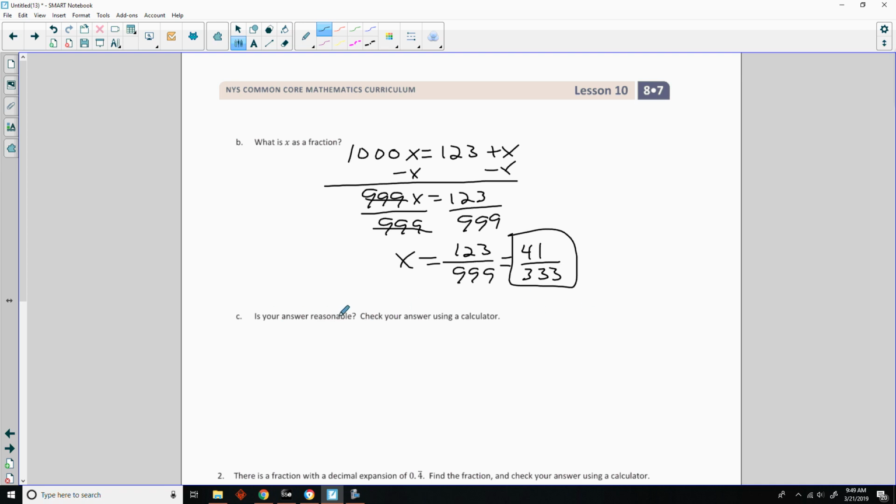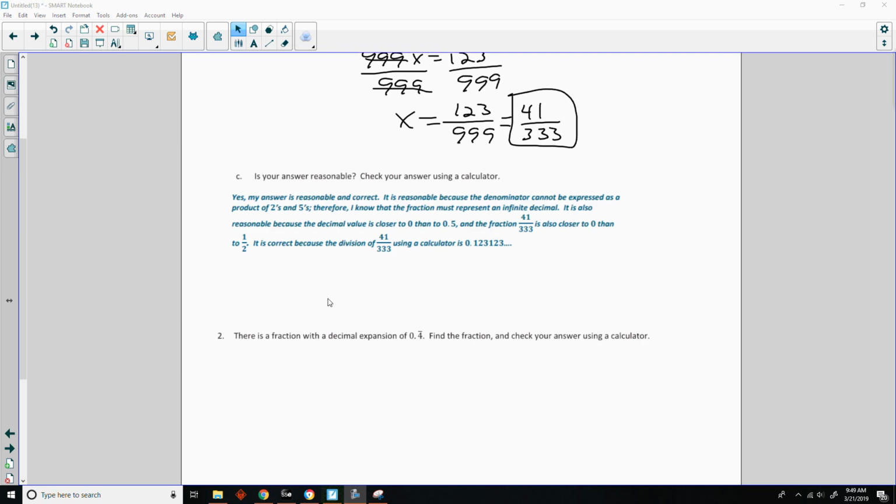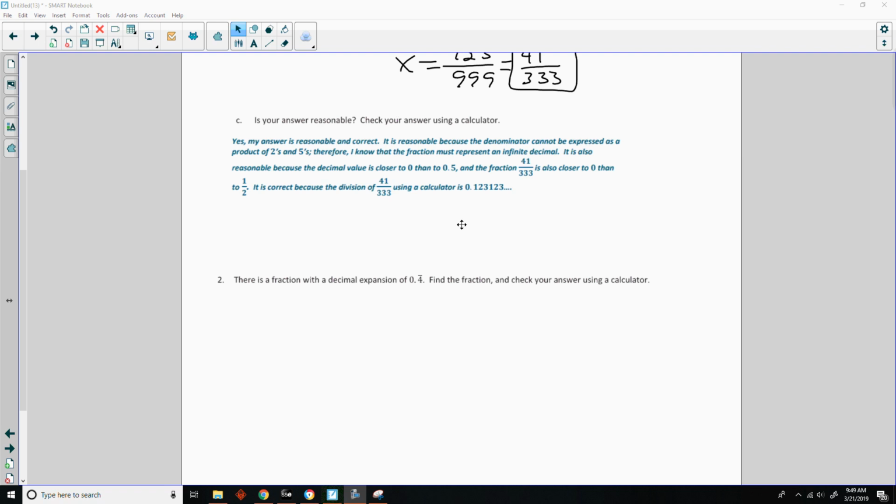It says, is your answer reasonable? And check your answer using a calculator. Okay, in answering this, I'd say yes, my answer is reasonable and correct. It is reasonable because the denominator cannot be expressed as a product of 2's and 5's, therefore I know the fraction must represent an infinite decimal. It is also reasonable because the decimal value is closer to 0 than it is to 1/2, and the fraction 41 over 333 is also closer to 0 than to 1/2. It is correct because the division of 41 over 333 using the calculator is what we started with.